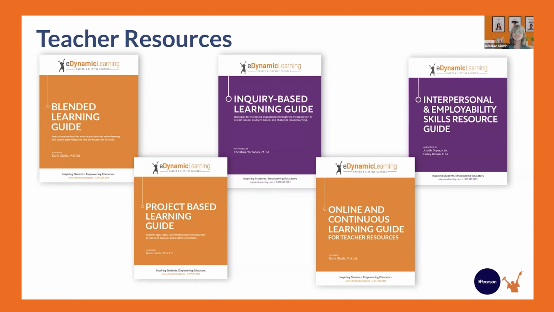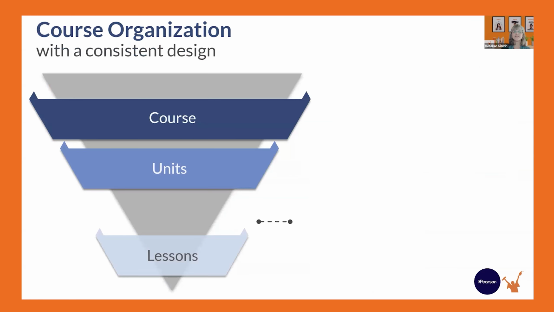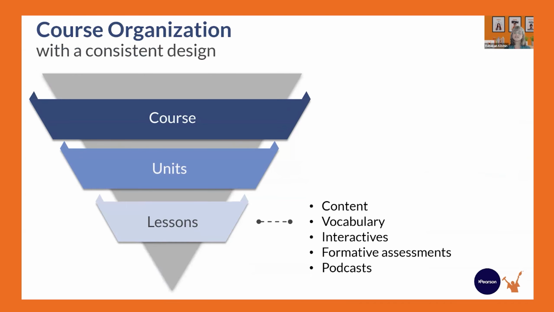So the next section in our inverted triangle is going to be the lessons. So within the lessons, you've got your content, but you'll also see that the vocabulary is bold. Students can click on that to get the definitions. There is a full list of vocabulary available for you to download or for students to access. There are interactives and formative assessments provided within each unit, and then there is a high quality audio of the lesson content that we call the podcast that's going to be useful both for students and for teachers.